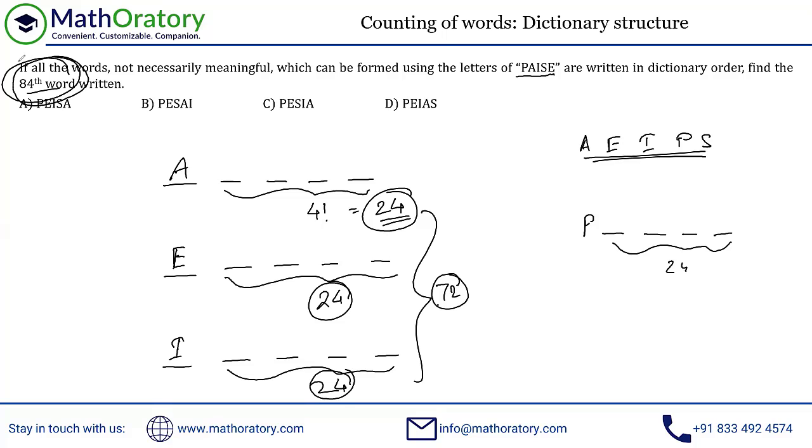So we are looking for the 84th word, right? So effectively, now I hope you can understand that the options are not required. You should be able to identify this yourself, that the word you're looking for should be in the range of those words that are starting with P. So let's focus on that part. Now, I'm going to fix a P at the very beginning, because I know it has to start with P.